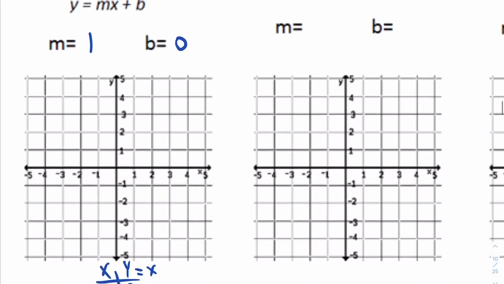In this parent function, anything that you pick for x, if you pick 1 for x, you're going to have to find 1 for y, and that's where your point is going to be at. 2 for x means 2 for y. 3 for x, 3 for y. The parent function goes plus 1 for every 1 that you go over. Then we just connect these with a line.